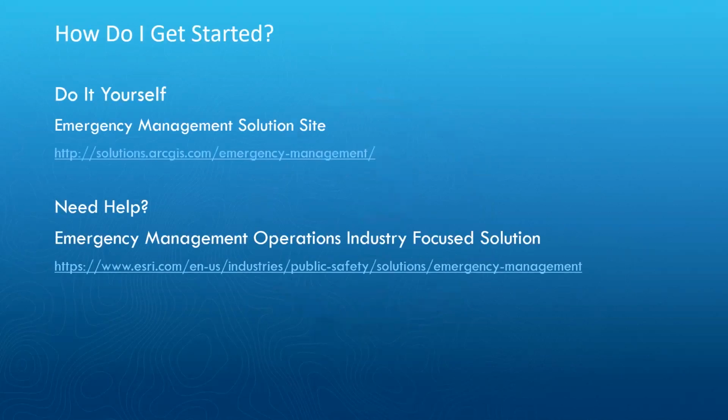So the next question is, how do I get started? Basically there are two methods we've outlined. The first is the do-it-yourself method, and you can go to the Emergency Management Solutions site, which I'll show you in a minute. The other option is that you can get help. There's an emergency management operations focused industry solution offering that you can go to. So let's go to those.